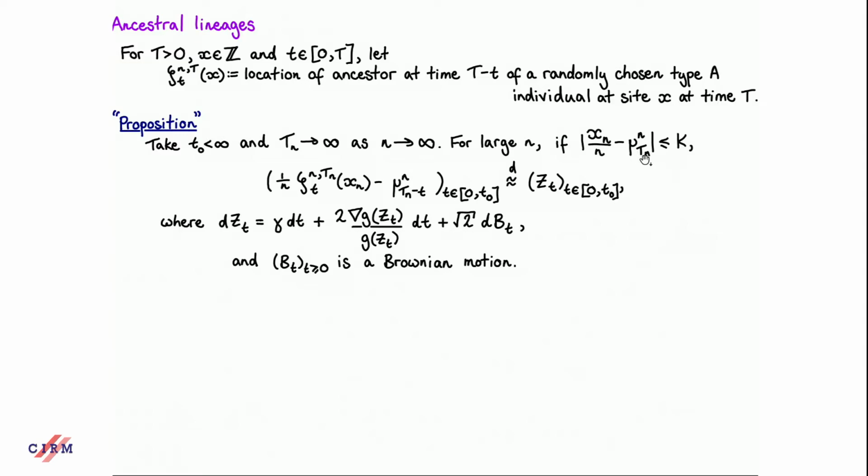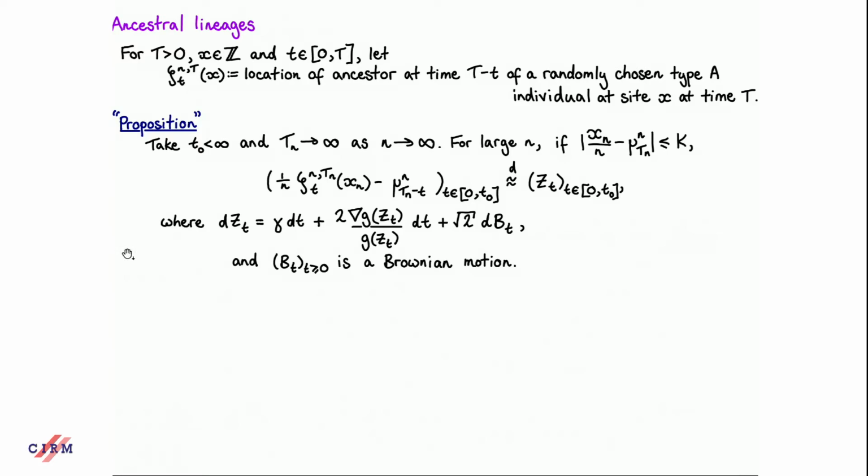So in that case, what we can say is that if we take the ancestral lineage of a randomly chosen type capital A individual at xn at time capital Tn, and let the time that we trace it back for, t, vary, if we rescale by 1 over n and then take away the position of the random traveling front at the relevant time, then this process behaves roughly like a diffusion zt, where dzt is, so we've got two drift terms, and then plus square root of 2 dBt, where Bt is a Brownian motion.